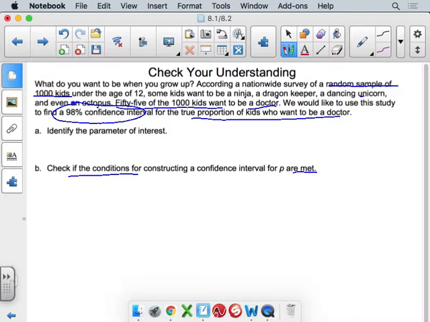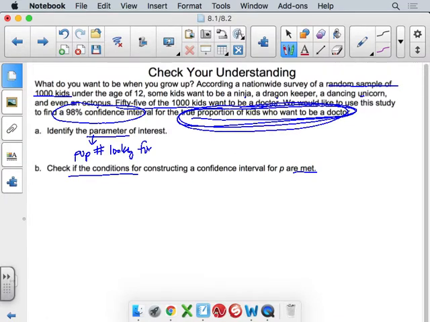All right, identify the parameter. The parameter is like the population number that we're looking for. So what are we looking for? It's right here: the true proportion of kids. So like the true percent of kids who want to be a doctor. That's what we're looking for.